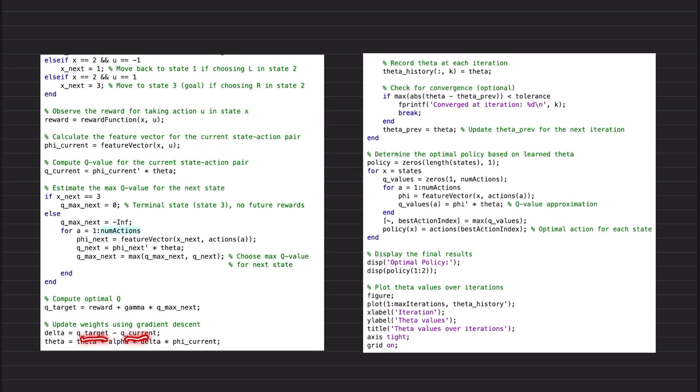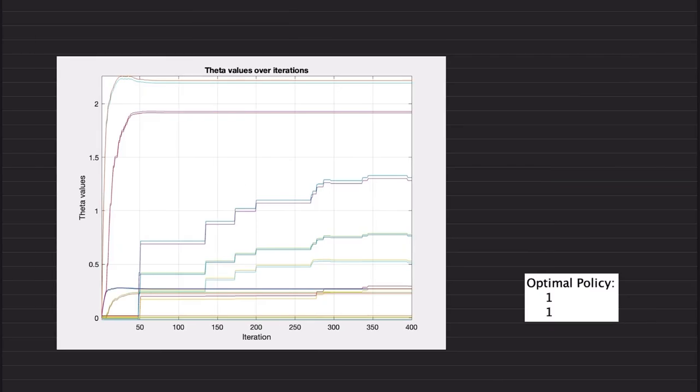Q target minus Q current multiplied by phi current. All right, recording the theta history and for visualization, and this is extracting the optimal policy and then displaying some figures, which are these. So as you see, basically we run, and this is how the weights theta evolve. We had 8 neurons plus bias, 9 for left action, 9 for right action. So basically we have 18 parameters estimated here.